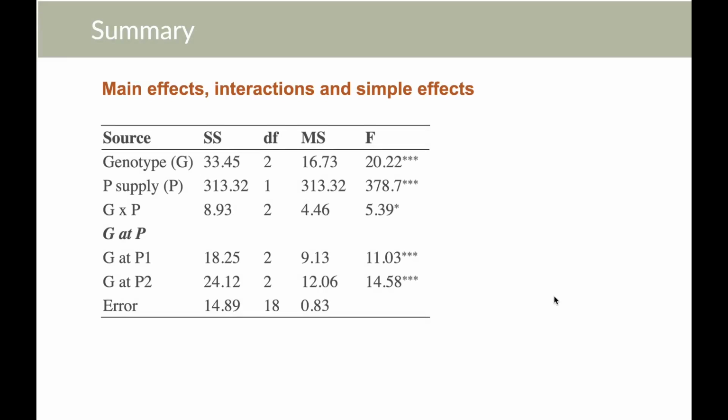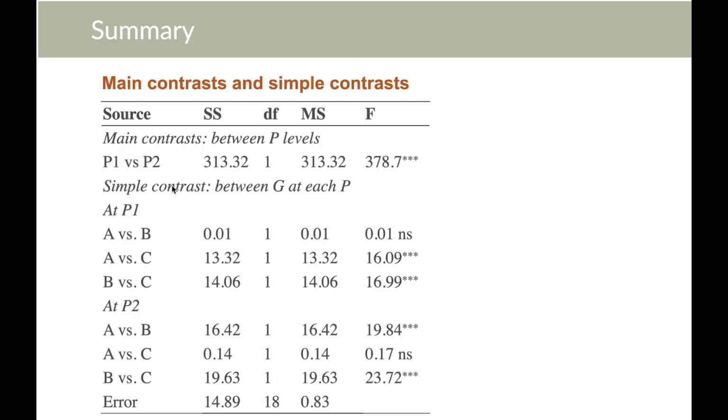In summary, this is the main effect, interaction and simple effect for this experiment. This is the main effect of genotype and P supply. And here's the interaction between genotype and P supply. And this is the simple effect, that is the effect of genotype at each phosphorus level. And this is the main contrast and simple contrast.